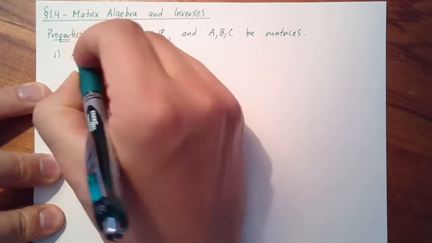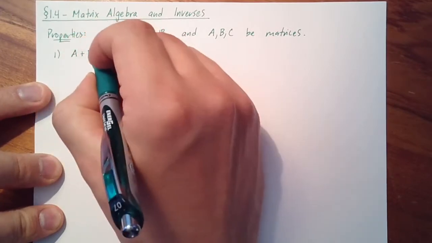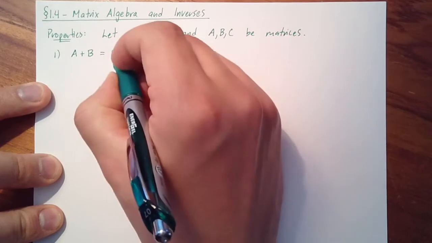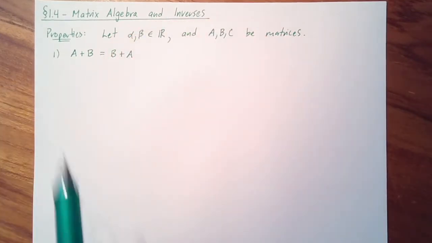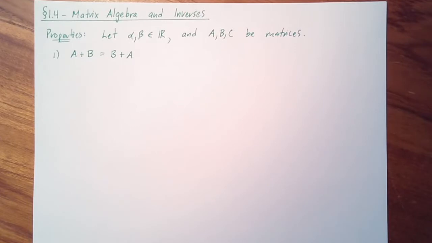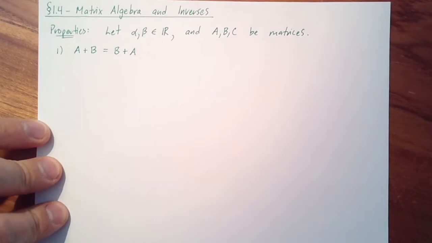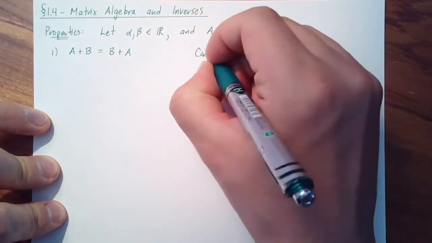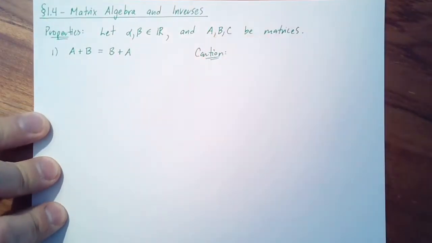The first one says that if I add A plus B, where A is the factor on the left, and if I add the same two matrices but I put B as the factor on the left, then I get the same result. That's what this property is saying. In order to convince you that this is not just some empty statement, I want to draw your attention to a setting in which a property similar to this fails to hold. So let's make a cautionary note over here.